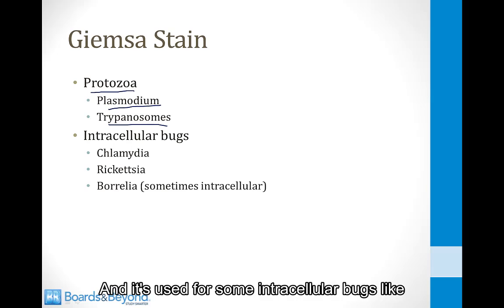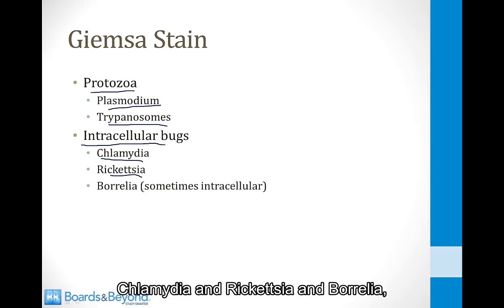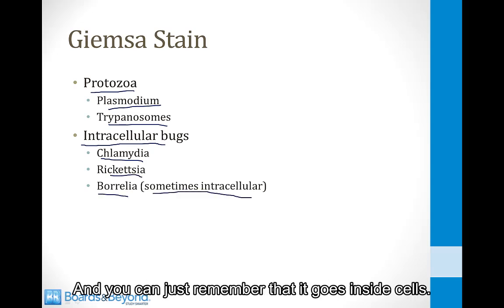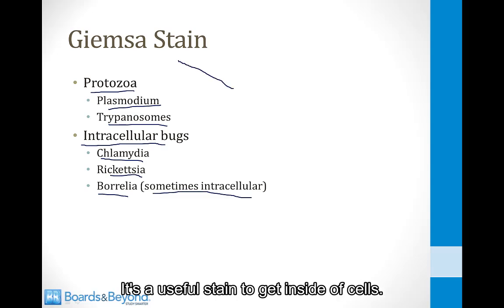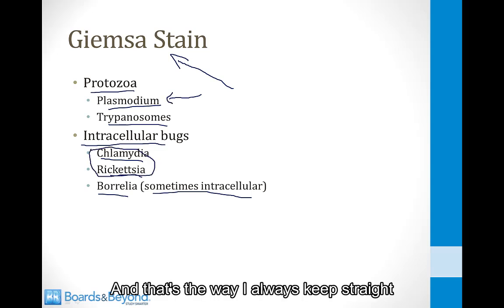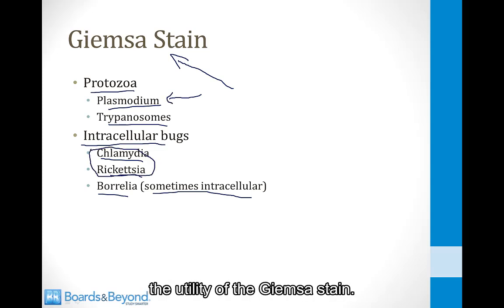And it's used for some intracellular bugs like chlamydia and rickettsia and borrelia, which sometimes is an intracellular bug. And you can just remember that it goes inside cells. It's a useful stain to get inside of cells. So Plasmodium lives inside cells. So do chlamydia and rickettsia. And that's the way I always keep straight the utility of the Giemsa stain.